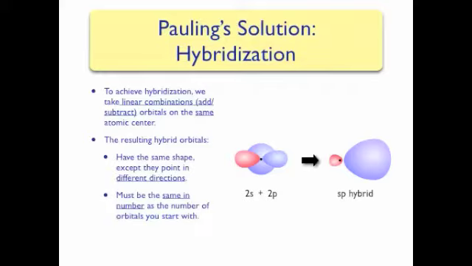Whenever you form hybrid orbitals, they must be the same in number as the orbitals you start with. For example, since I am taking a 2s and a 2p orbital and hybridizing them, I should expect to get two sp hybrid orbitals, one pointing in one direction and the other pointing in the exact opposite direction. This comes from taking two possible linear combinations.